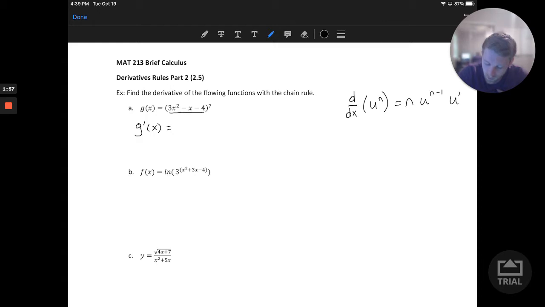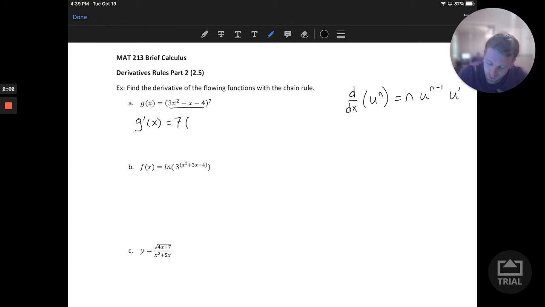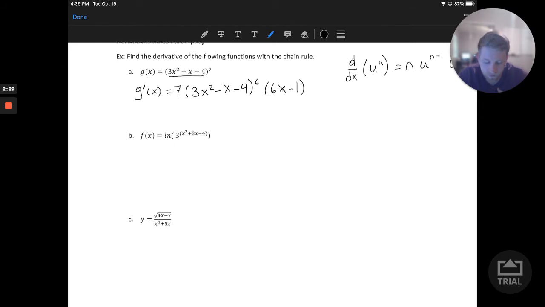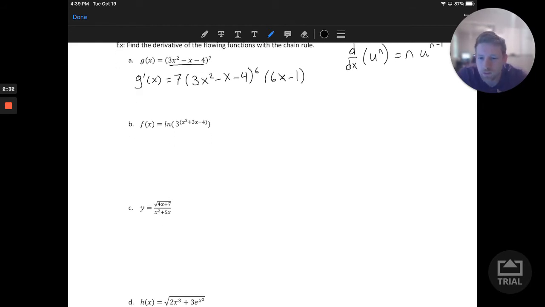So in this case, we could write this is 7, bringing down the power, raising the function to the 6th power, and then taking the derivative of that inner function. In this case, it happens to be 6x minus 1. Okay, so that would be our g prime of x in part A. We can continue with part B here.